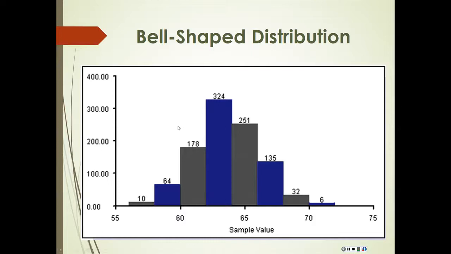The bell idea is that this data set starts low, builds up to a maximum somewhere around the middle, and then goes back down to being low again on the other side. A bell-shaped distribution like this has a lot of important properties that we're going to talk about in Chapter 6. This is also referred to as an approximately normal distribution, okay?